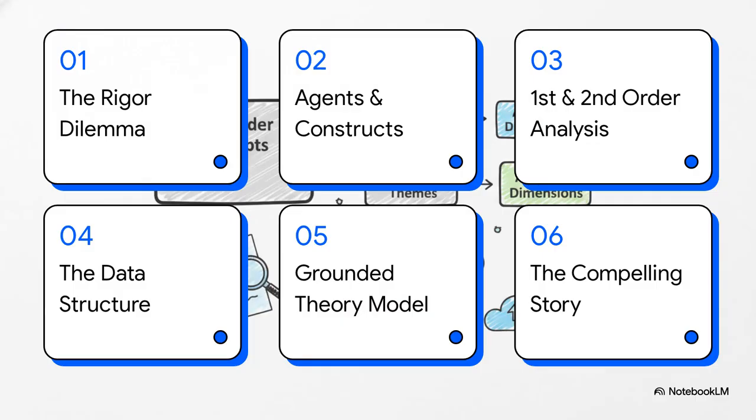All right, here's our roadmap for today. We'll kick things off with the qualitative rigor dilemma, then unpack agents, concepts, and constructs. Next, we'll walk through first and second order analysis, followed by building the data structure. After that, we'll explore the grounded theory model, and finally, wrap up with writing the compelling story.